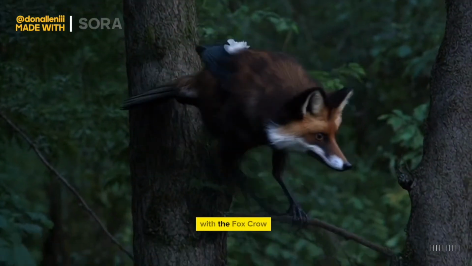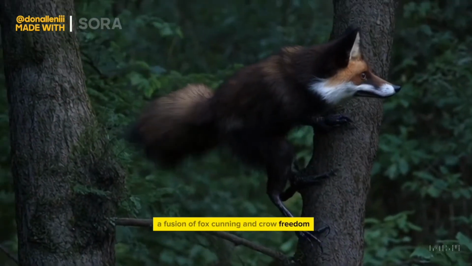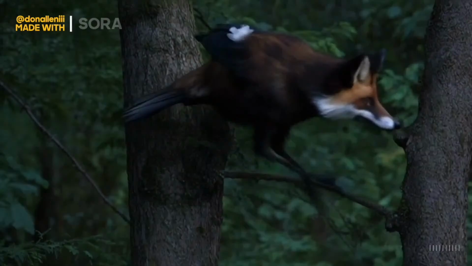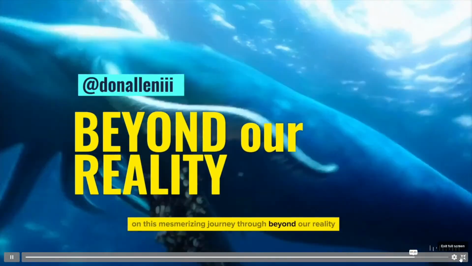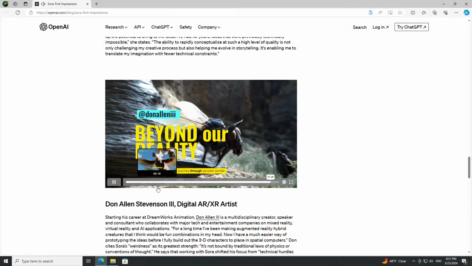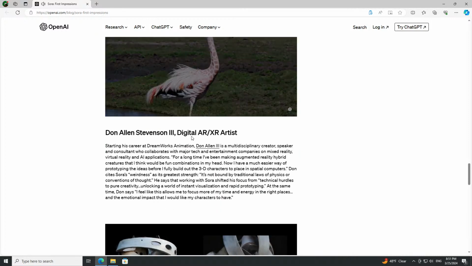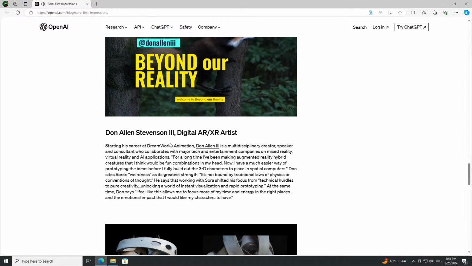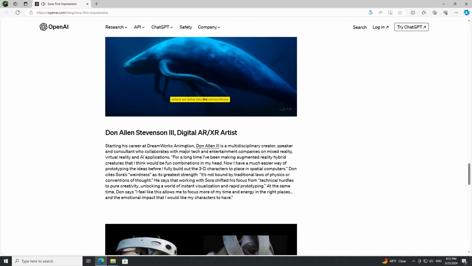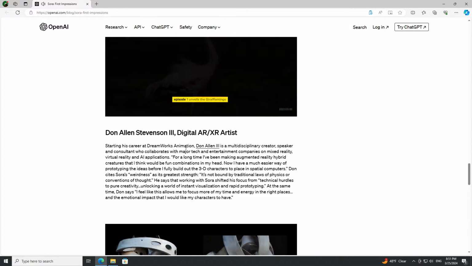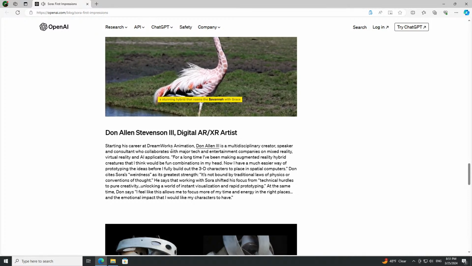So I'm going to go through some other examples that I've been looking at. It's amazing how far they've come in such a short period of time. And let's go ahead and look at some other examples. So this particular one was from Don Allen Stevenson III. He's a digital AR and XR artist, and he started his career at DreamWorks. So they're giving these people, the artists, advanced access, but clearly someone who has worked at DreamWorks would have very good insight.